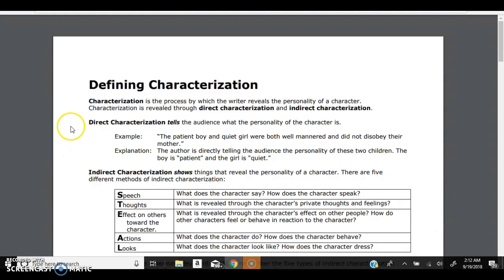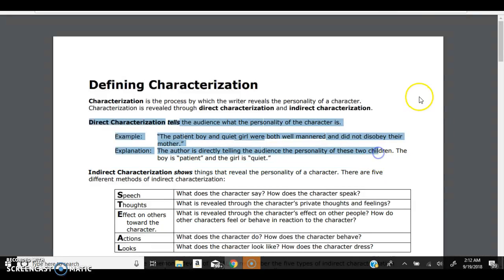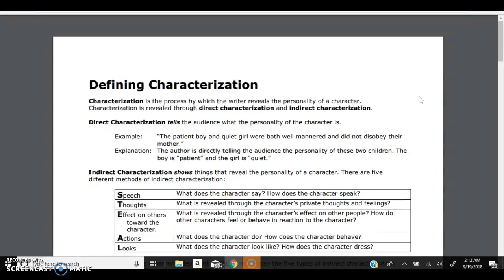So let's look right here at direct characterization. Characterization is the difference between showing and telling. Direct characterization is when the writer or the author directly tells you very explicitly the personality of the character. Looking at the example, the patient boy and the quiet girl were both well-mannered and did not disobey their parents. There is no wiggle room, the boy's being described as patient and the girl's being described as quiet. It is clear cut, no ifs, ands, or buts.